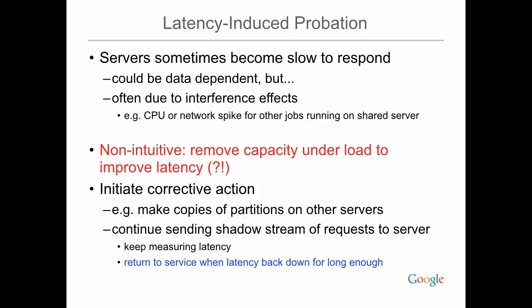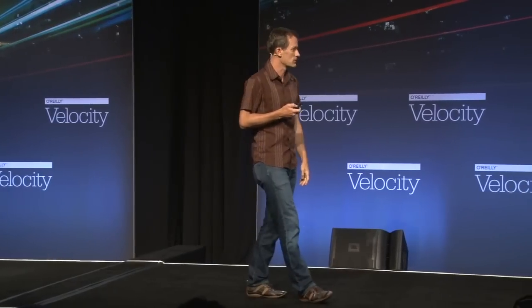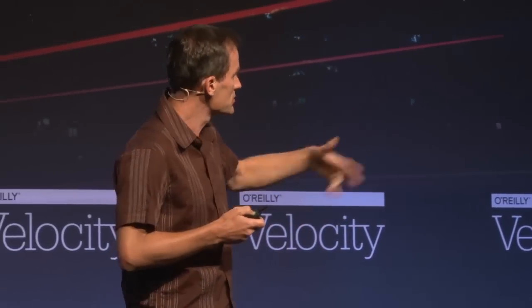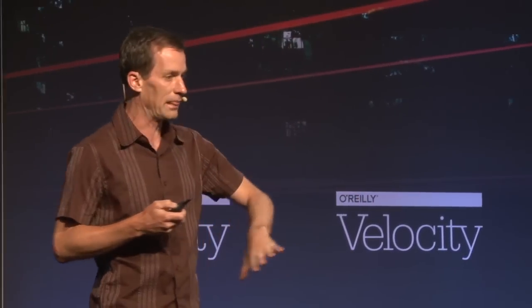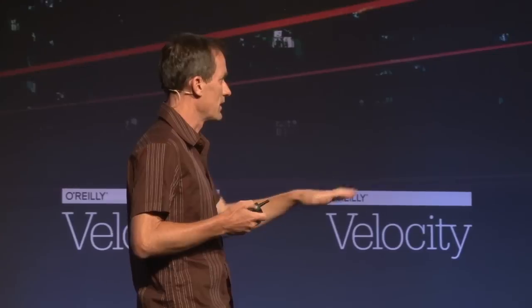So a somewhat non-intuitive thing to do is to actually remove that capacity when you're under load, and that can improve latency. In particular, you can initiate corrective action. You can make copies of the data it was serving onto other servers, and you can then continue sending a shadow stream of requests to the original server that was having trouble and measure the latency. But you're not actually waiting for that shadow stream to finish before you finish the higher-level processing you need for the user's requests. So you can keep measuring the latency, and then you can return that machine to service when the latency has gone back down and you're convinced that whatever problem that machine or system had is now over.